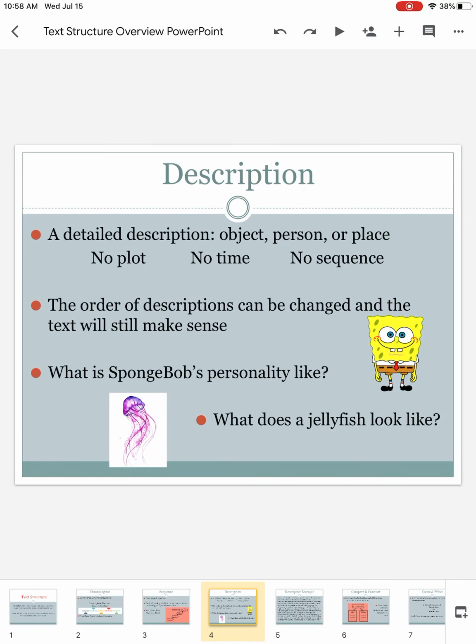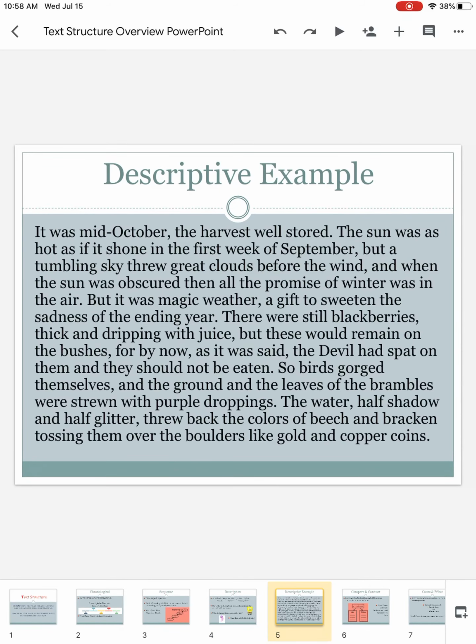Very simple to identify, I think. Here's an example of what a descriptive paragraph might look like. It was mid-October, the harvest well stored. The sun was as hot as if it shone in the first week of September, but a tumbling sky threw great clouds before the wind. And when the sun was obscured, then all the promise of winter was in the air. But it was magic weather, a gift to sweeten the sadness of the ending year. As you can see, those details could be switched around. They're just describing this day.